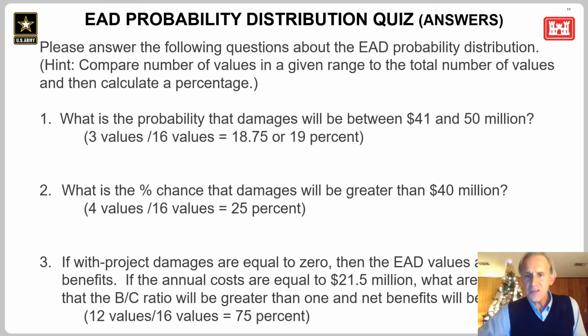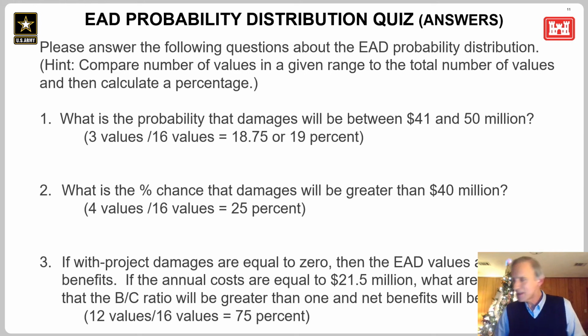What is the percent chance that damages will be greater than $40 million? Well, what's your total number of values? 16. How many values were greater than 40 million? If my math was right, there are 4 values, which means there's a 25% chance that damages will be greater than $40 million.